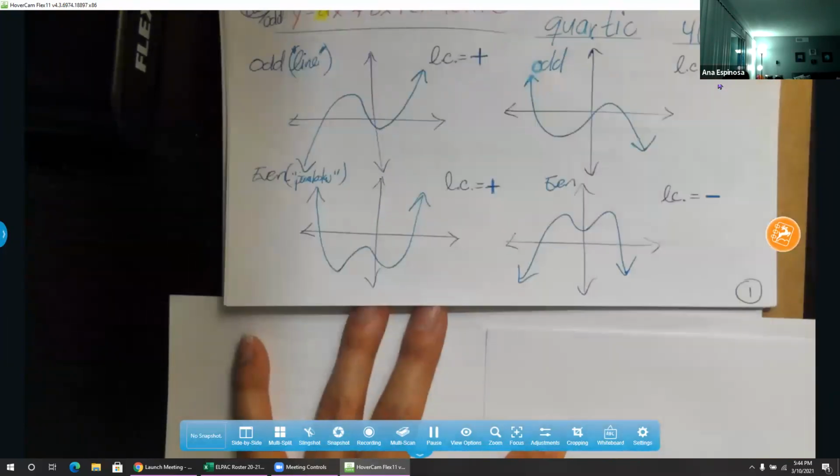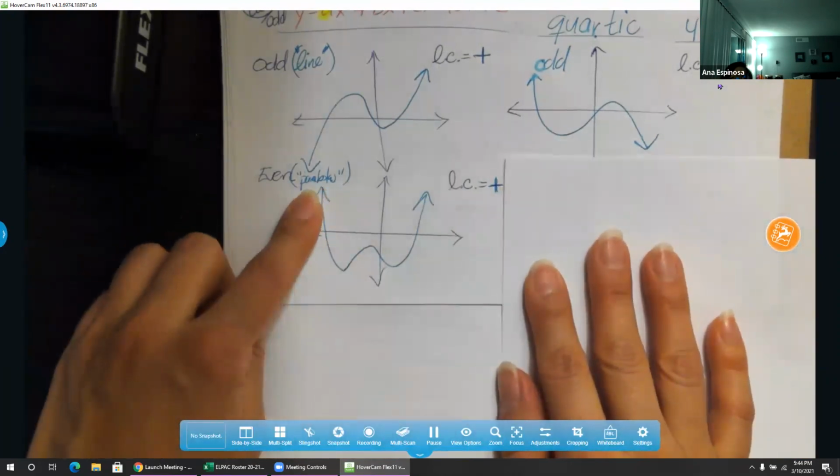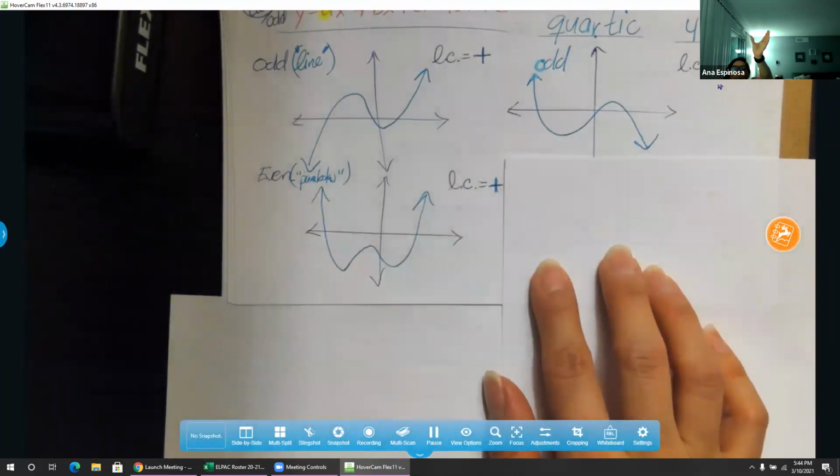If you are thinking about even degrees, you want to think of parabolas. So they're either happy faces if they have a positive coefficient, or they're negative.